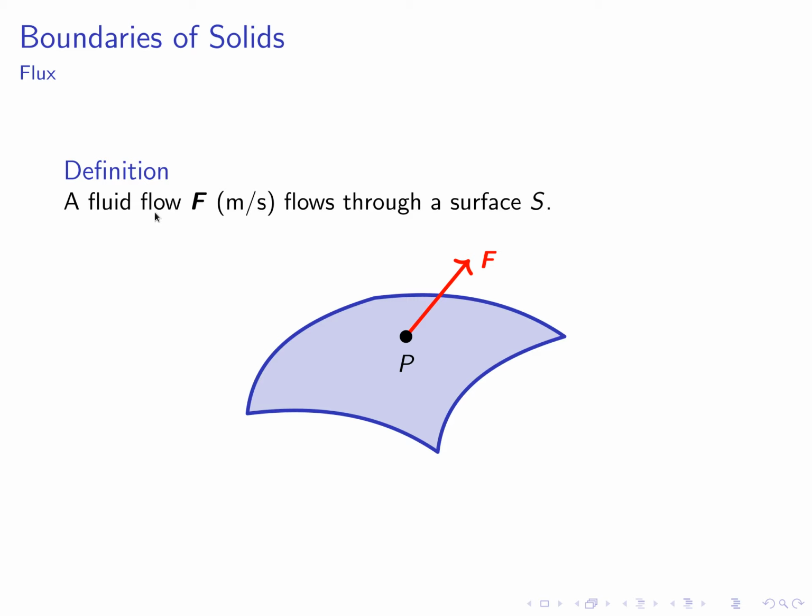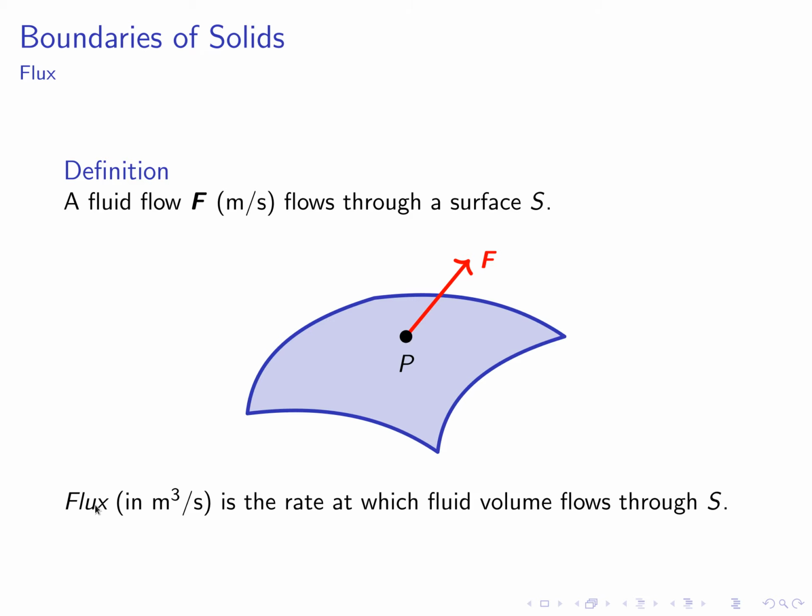And the idea is that this fluid flow flows through a surface S. So here what we're representing is the data of a surface and then one point on the surface where we can measure our vector field. Well, flux, by definition, is the rate at which fluid volume flows through the surface. So the units here for flux should be volume units per time unit, which would be, in our case, meters cubed per second.